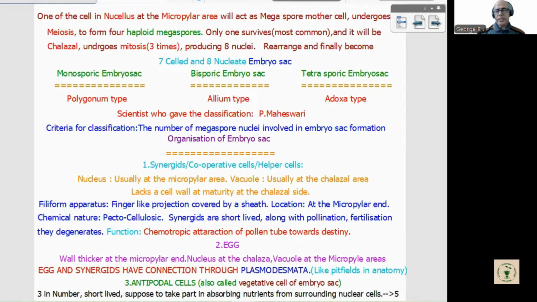And the central cell is supposed to be the mother cell of the endosperm. At the same time, it is the largest cell in the embryo sac. So these are the 4 to 5 parts mainly we can observe in the embryo sac: starting with the synergid, cooperative cell, helper cell; egg; antipodal cells, the vegetative cell of the embryo sac; and the central cell. So altogether 4 items.